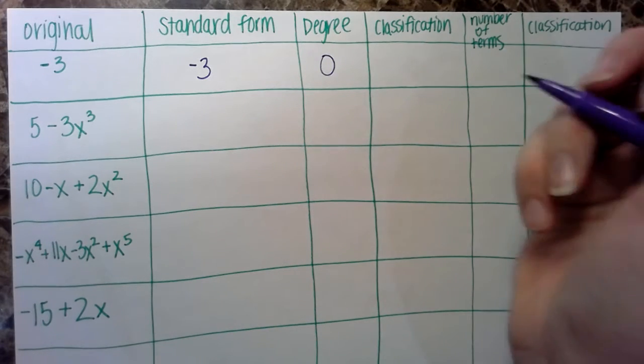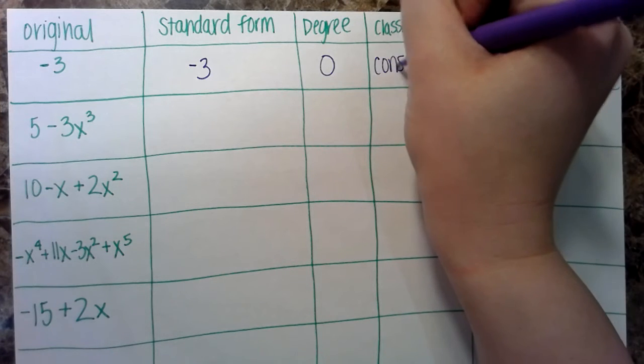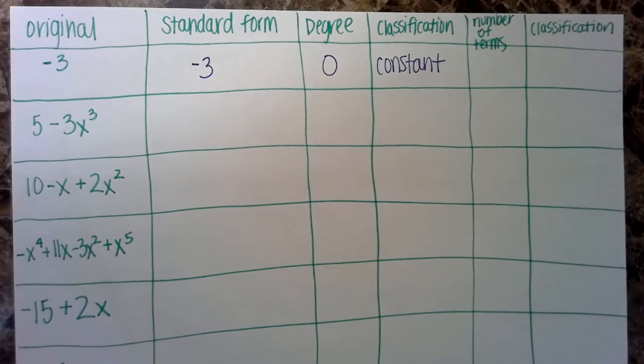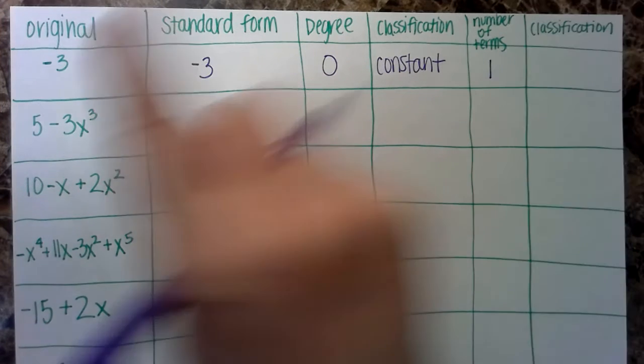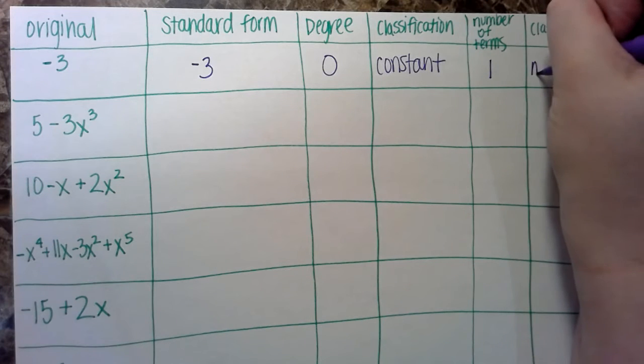That classification, so we look at the degree, so we have 0. That's going to be a constant. The number of terms that it has is 1 because there's only one number here. And that means that it's going to be a monomial.